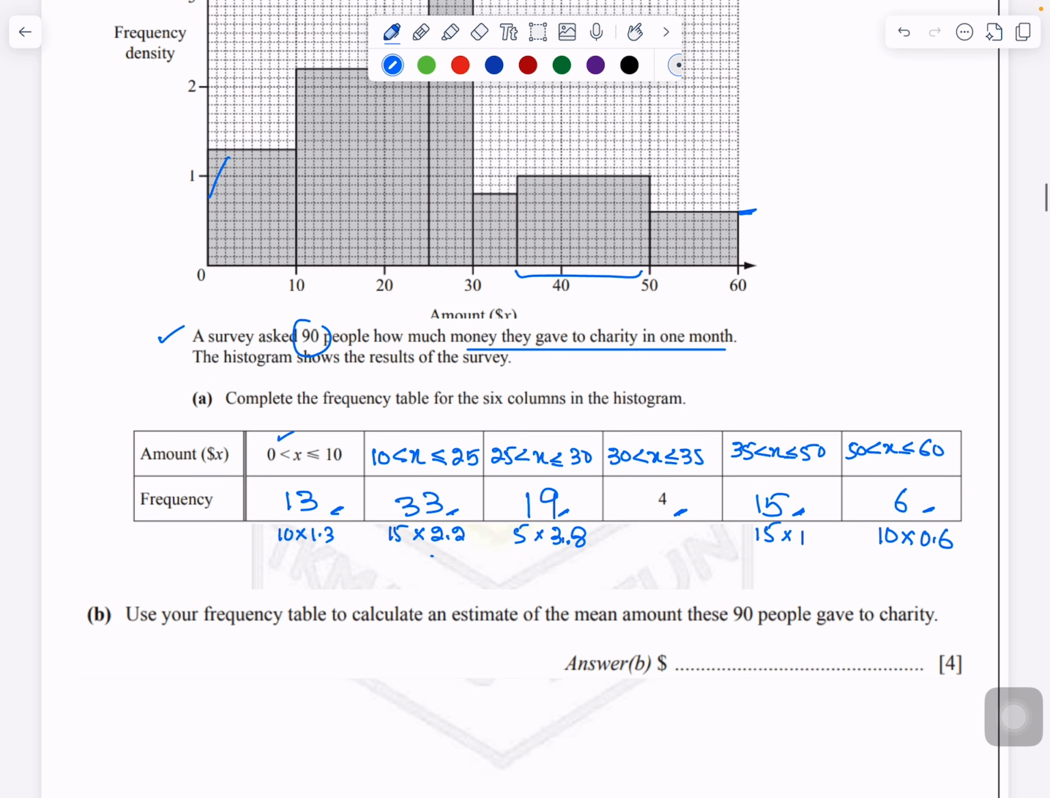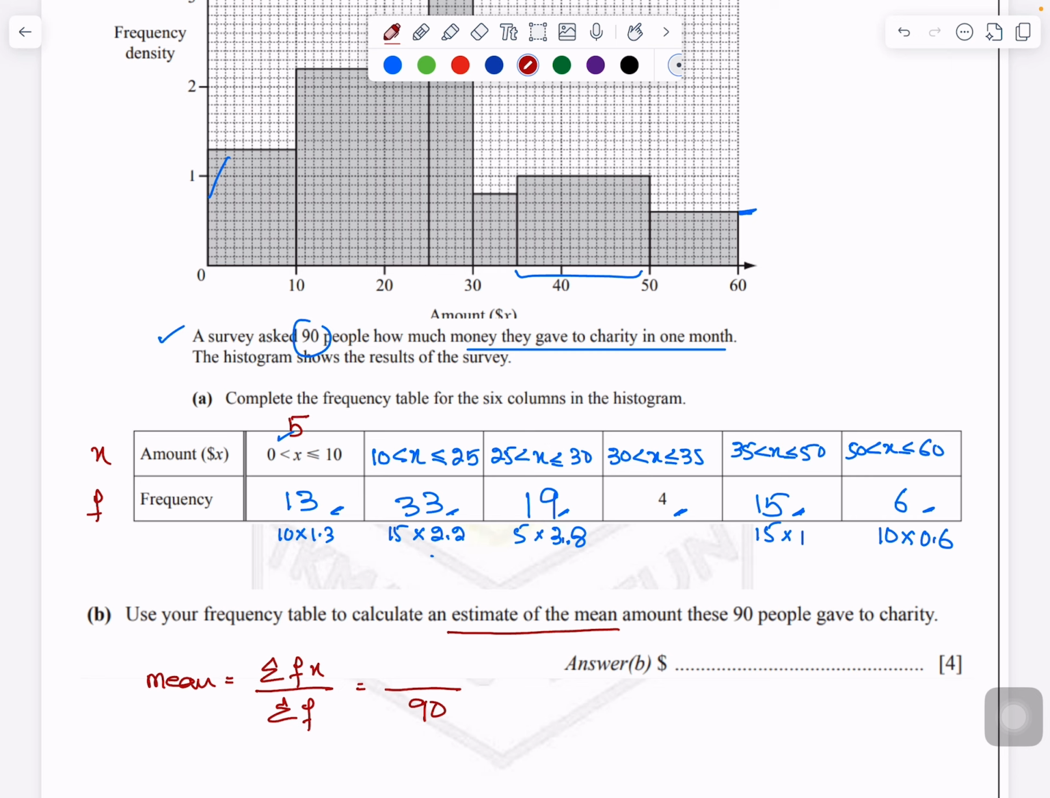Now the next part of the question is saying, using your frequency table, calculate an estimate of the mean. So we know the formula for the mean is what? Sigma fx divided by sigma f. So sigma f I know is 90. But what about sigma fx? This is my frequency and this is the data. Now in grouped data, your x value is the mid value of the upper and lower limit. So 0 to 10, mid value is 5.